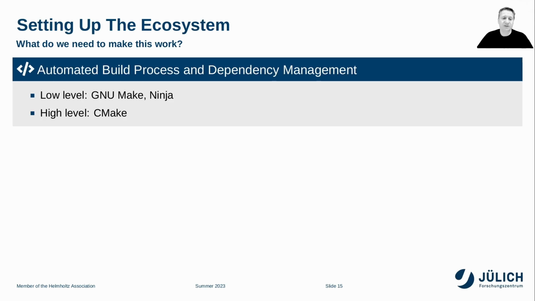So the first thing you need in your code is an automated build process and dependency management. So you basically need a makefile or CMake or Ninja that can automatically build your code. So if you can type in make on your command line and the code builds automatically, this is already important for automatic testing, because if we want to automate things, obviously we cannot type in all the commands by ourselves.